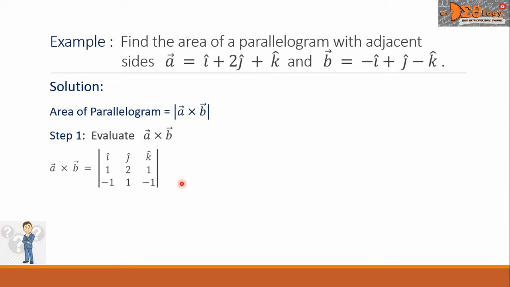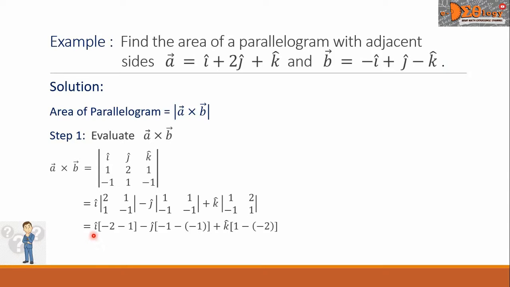By the definition of determinants, we'll have component i times the square matrix 2, 1, 1, negative 1, minus component j times the square matrix 1, 1, negative 1, negative 1, plus component k times the square matrix 1, 2, negative 1, 1.